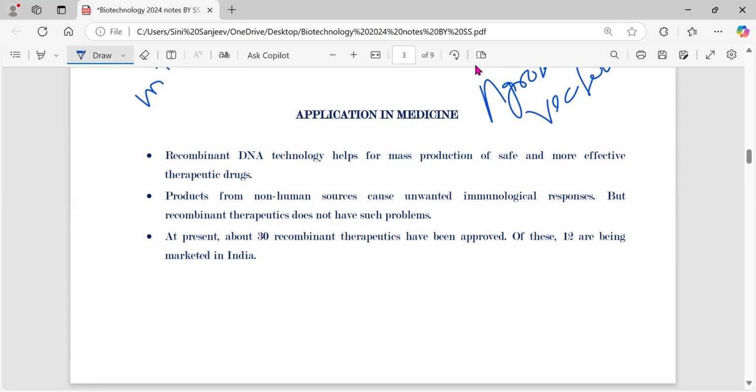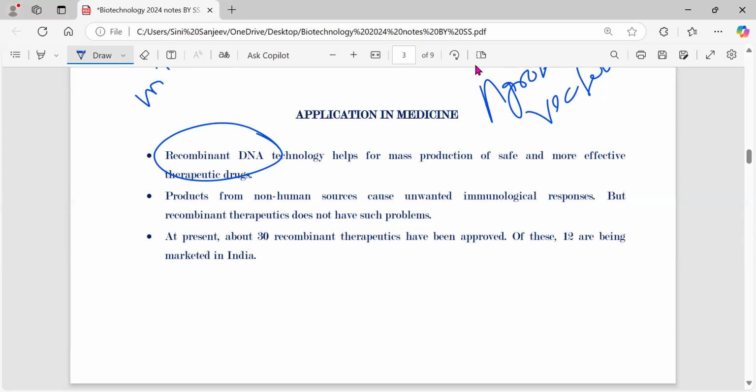The application in medicine. Now this is a very wide application because pharmaceutical companies mostly use biotechnology to generate what? More powerful medicines by using specific genes or by altering what? The specific genes. The most important technology which we use in this field is recombinant DNA technology. Recombinant DNA technologies have a very immense impact in the area of the healthcare sector.